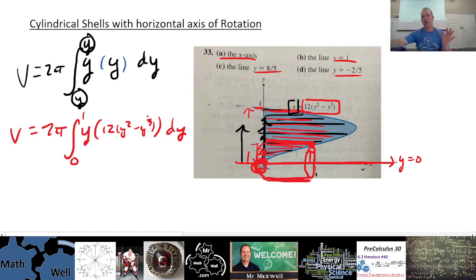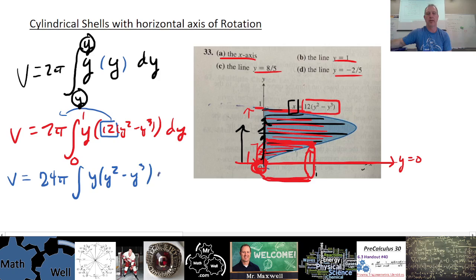Okay, so we got this far. Just a little note: if you're doing this by hand, this is y times 12 times y squared minus y cubed. This 12 is just a constant, so I would think about bringing that out so we just have V equals 24 pi. And then you can just have y times y squared minus y cubed. You see that? Now it becomes a little bit easier. You want to multiply that in. Why don't you give that a try by hand, and I'll walk you through my solution in a moment. Just give that a try now to finish finding the volume.